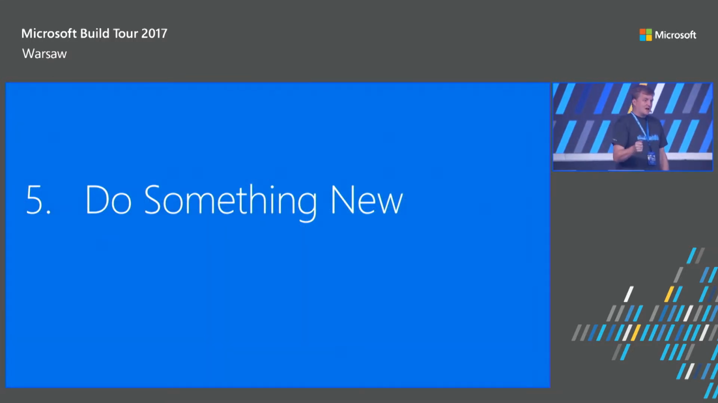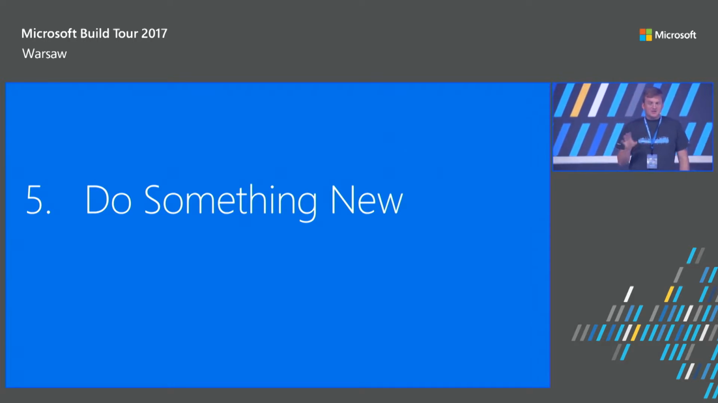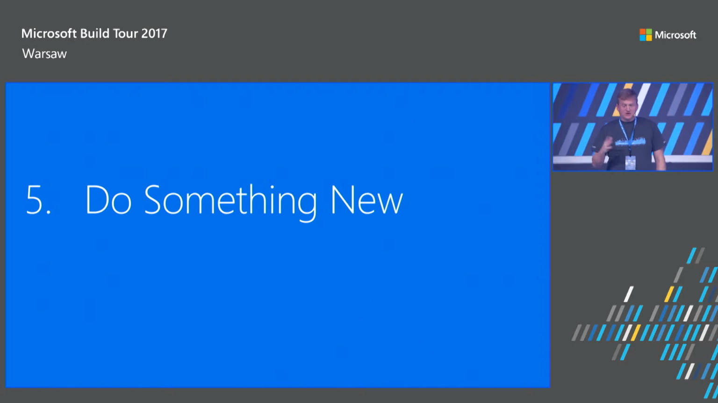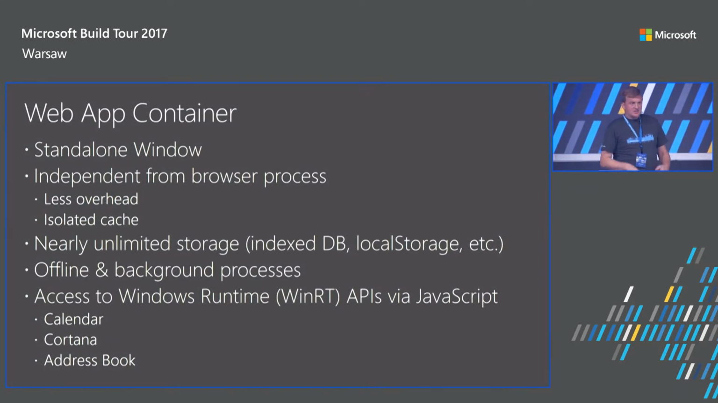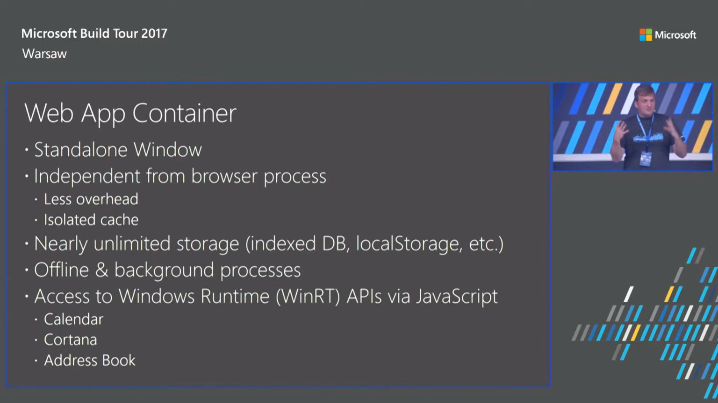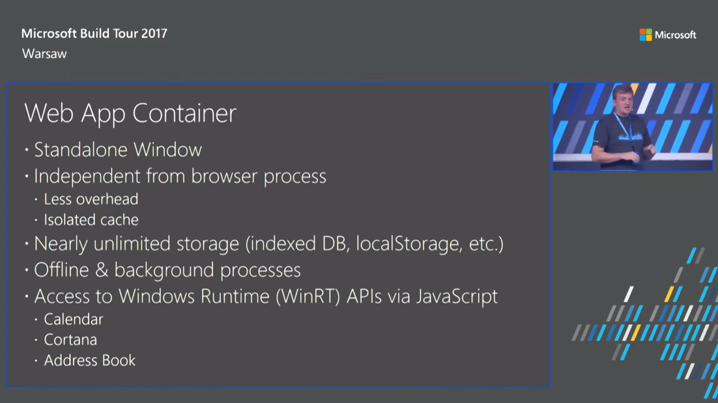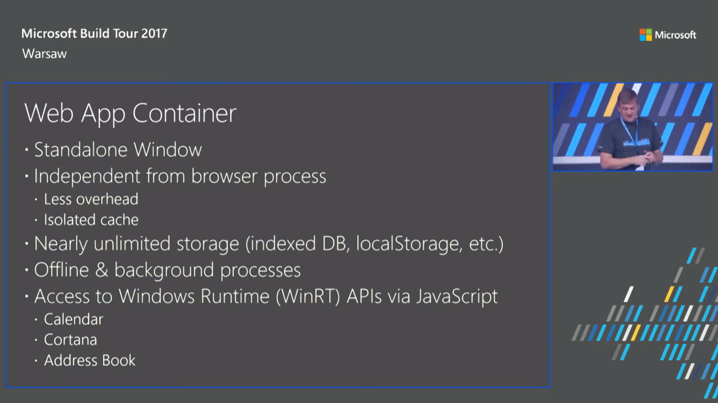Now, the last step is we want you to do something new with your app. Progressive web apps have more rights and privileges than applications when they run on the web. So the difference between a progressive web app and a website is the progressive web app comes in that standalone container, like I just showed you. It doesn't run on top of the browser process, which means it has a smaller memory footprint. It gives you background tasks more often. It has an isolated cache.